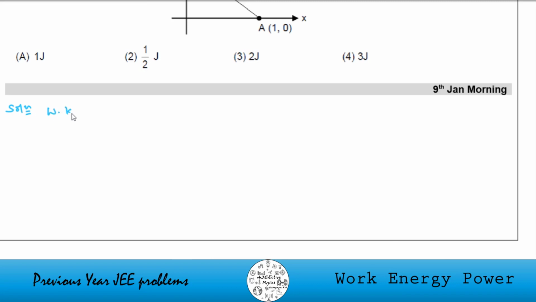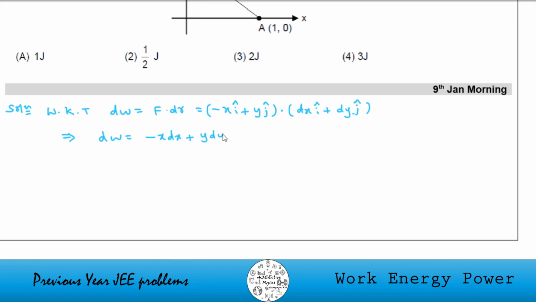We know that, first of all, dW can be written as F dot dr. F is given as minus x i cap plus y j cap, and dr can be written as dx i cap plus dy j cap, or that implies dW is equal to the dot product: minus x dx plus y dy.